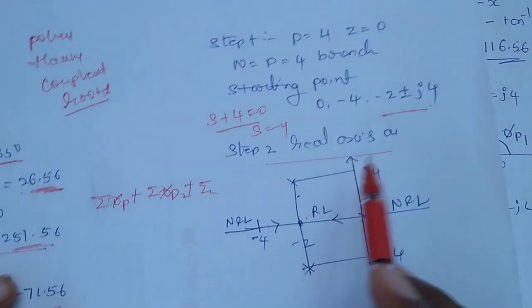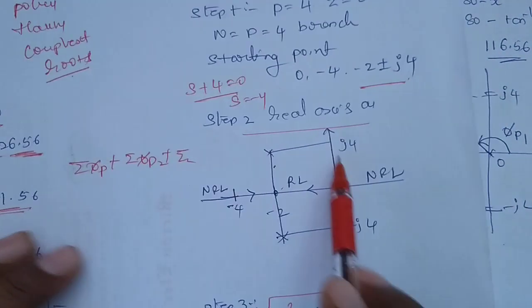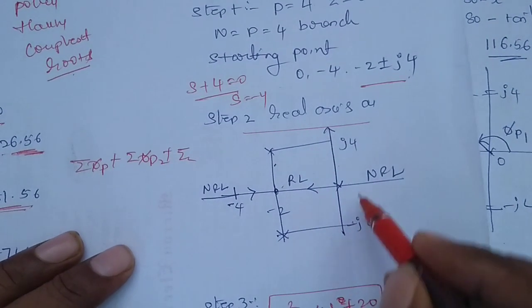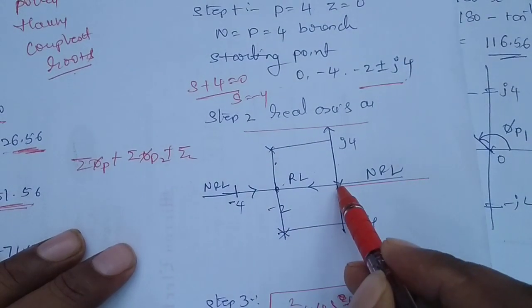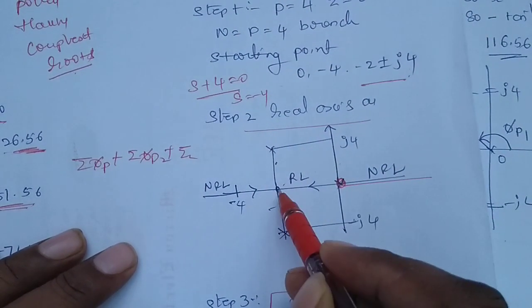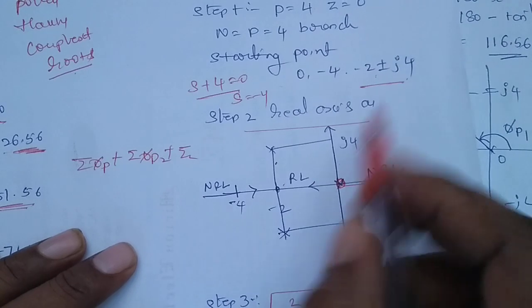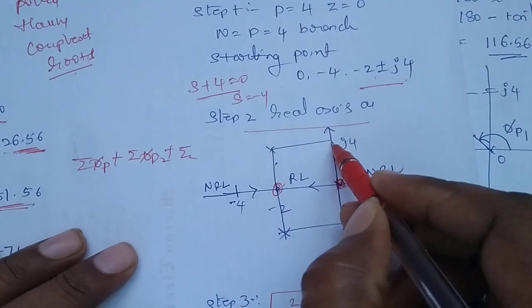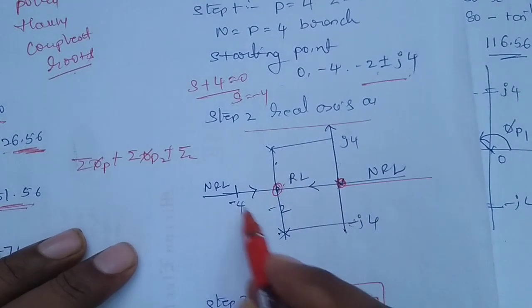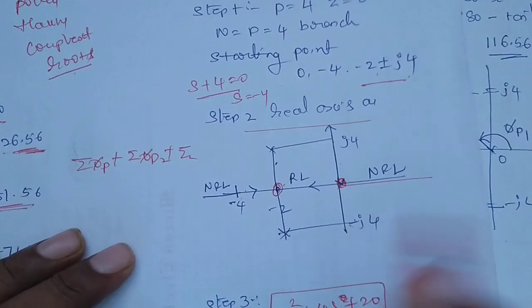Then you have to mark the poles and zeros on the real and imaginary axis. So here we can mark the first pole at 0, the next poles at minus 2 plus or minus j4, and the last pole at minus 4. That is step number 2.